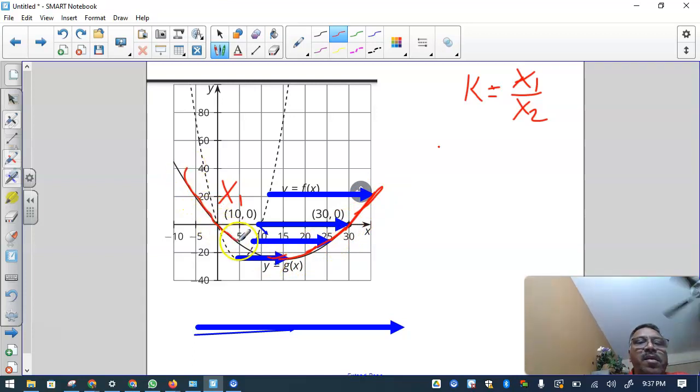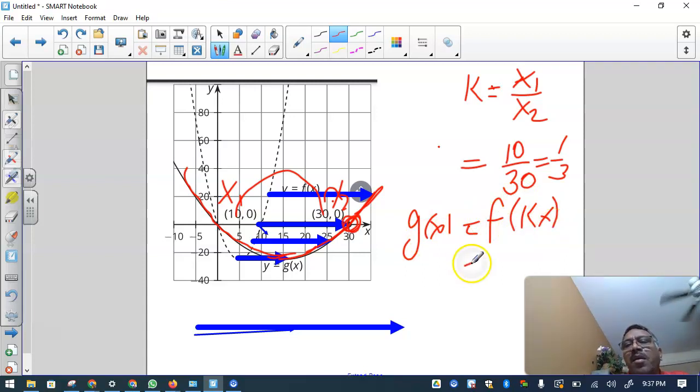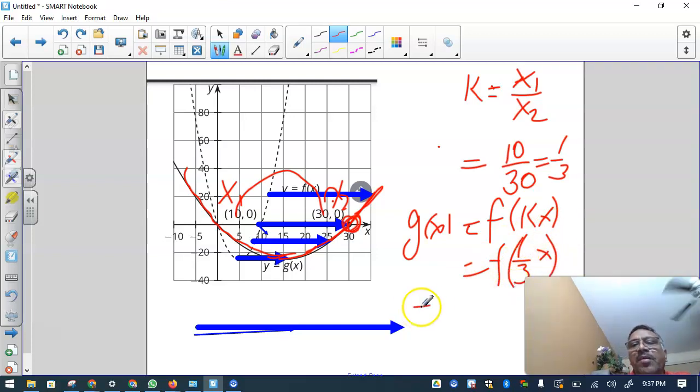So this is the g(x). So this point moved here. So the 10 moves to 10. So that's x2, right? So that becomes 10 divided by 30, and you get 1/3, and you're done. So that means the new function g(x) is f of kx, but that kx is f of 1/3 x, which is the same as f of x divided by 3.